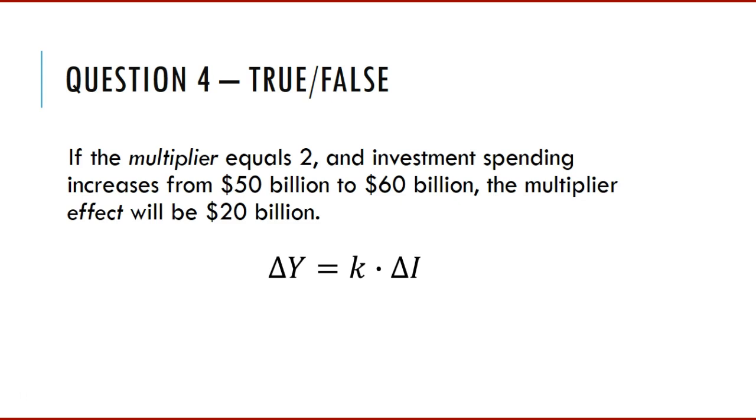It's very simple in calculating this. The change in real GDP will equal the multiplier, K, times the change in investment spending. So the multiplier is 2, times the change in investment spending, which is 10. So the change in real GDP is 20. So this statement is true. For more information about the multiplier and the multiplier effect, you should consult the video that I've made about this.